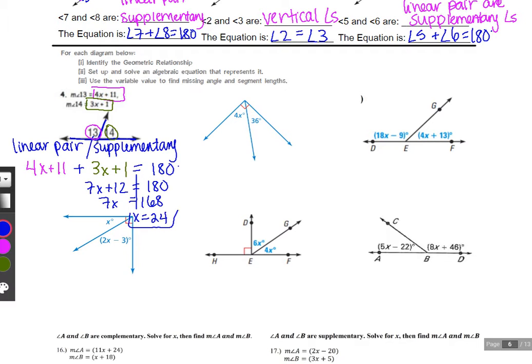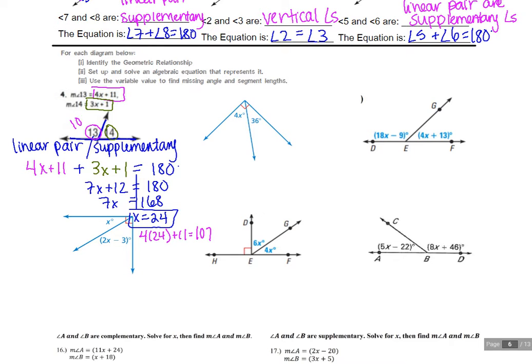Alright, and so if I want to double check this, I need to plug it back into my angle values and see what I get. So, measure of angle 13 was 4x plus 11. So instead of using x, I'm going to plug in 24. So 4x, so 4 times 24 plus 11 equals 107. So that would be this one over here.